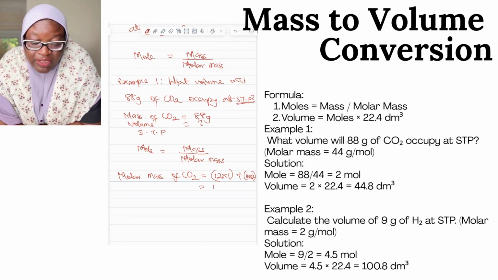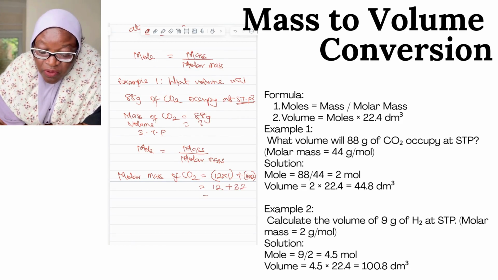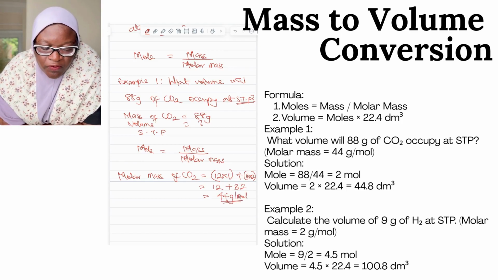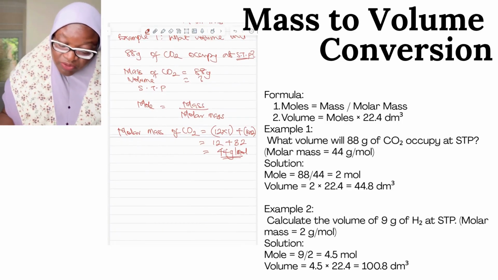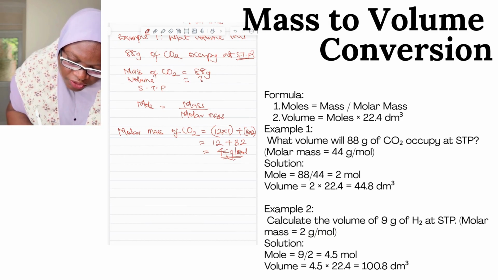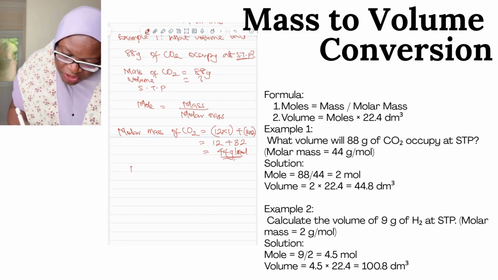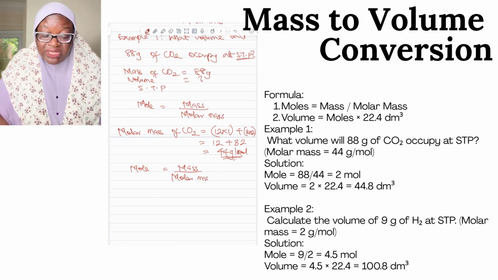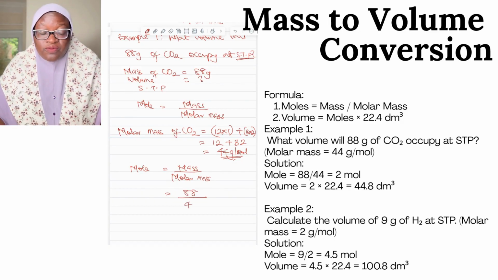Example 1, we're asked to calculate the volume that 88 grams of CO2 will occupy at STP. Here we've been told it is at STP, so we can always use this formula, right? But before we can use this formula, we need to find the number of moles because we've been given mass. What have we been given? Mass of CO2, 88 grams. Volume, we don't know. What is the condition? STP. So what we need to do first is find the number of moles that are present in 88 grams of CO2 and then use that to calculate the volume that will be present.